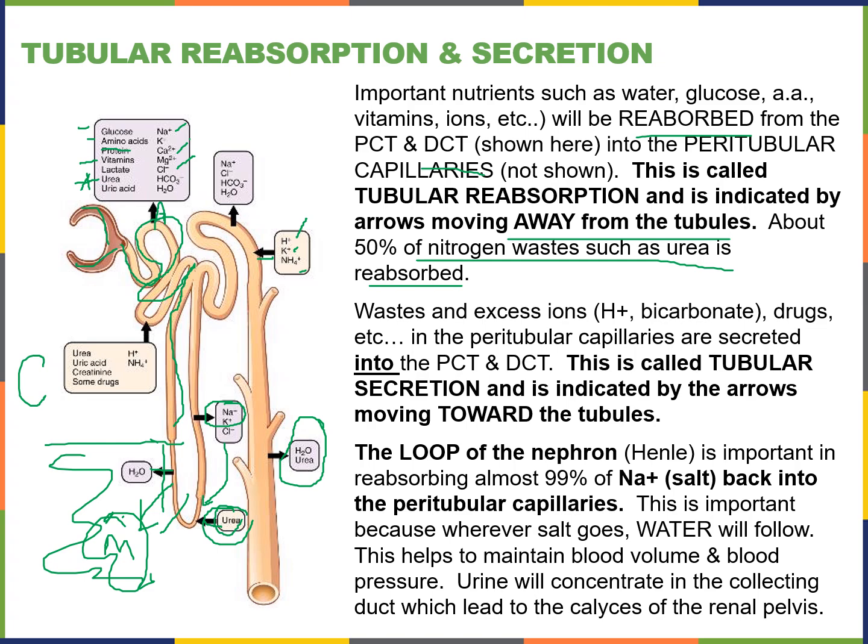Waste and excess ions, drugs, etc., are moved by tubular secretion, which is taking them from the blood and putting them into the PCT and the DCT so that they will go out in urine.